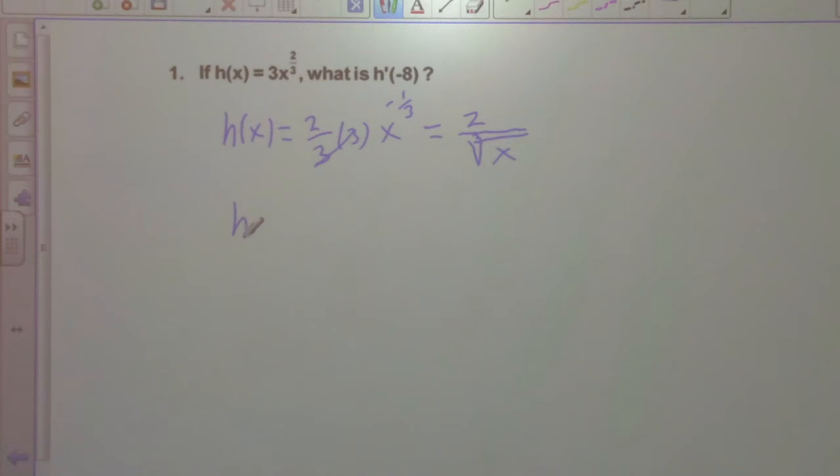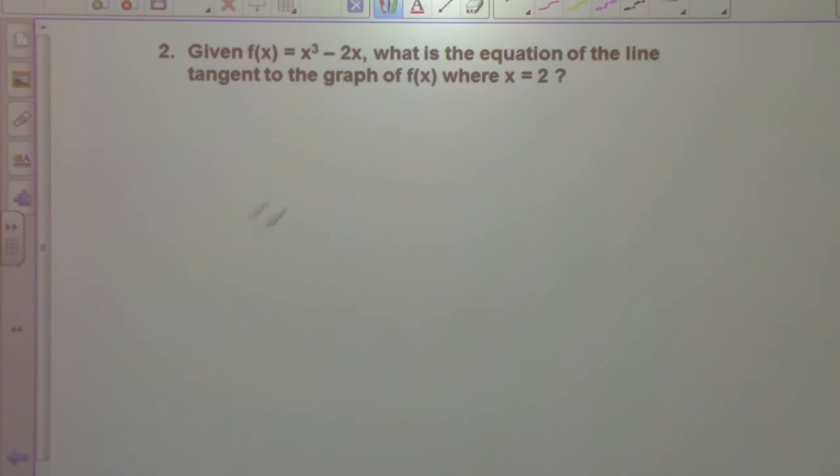So h prime of negative 8 is going to be 2 over cube root of negative 8. And cube root of negative 8 is negative 2, so we're going to get negative 1. So that negative 1 is our answer to this problem number 1.